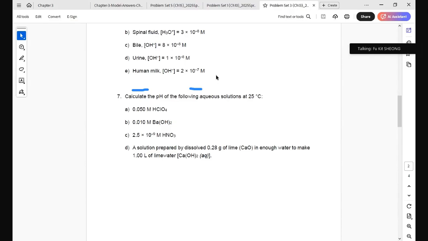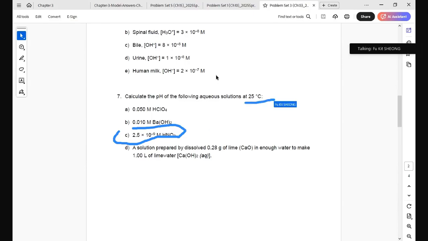Okay, 7C. We are asking the pH of the aqueous solution of this thing at 25 degrees Celsius. Sorry, I think I'm too close to the mic.